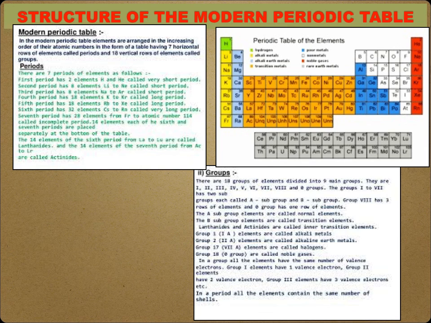A zigzag line can be drawn in the p block of the periodic table. The 3 traditional types of elements can be clearly shown in the modern periodic table with the help of this zigzag line. The metalloid elements lie along the border of this zigzag line. All the metals lie on the left side of the zigzag line, while all the non-metals lie on the right-hand side.